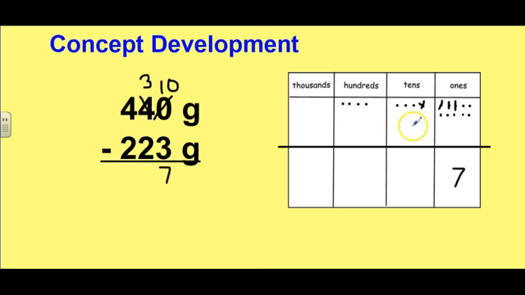Now I'm ready for the tens place. I've got 3 tens left in the tens place, and I need to take away 2. So we're going to mark out 2 tens, and we can see that just leaves us with 1. So we're going to put 1 here. And in the hundreds place, we have 4 hundreds, and we need to take away 2 of them. And that leaves us with 2 hundreds. So that tells us that 440 minus 223 is equal to 217.